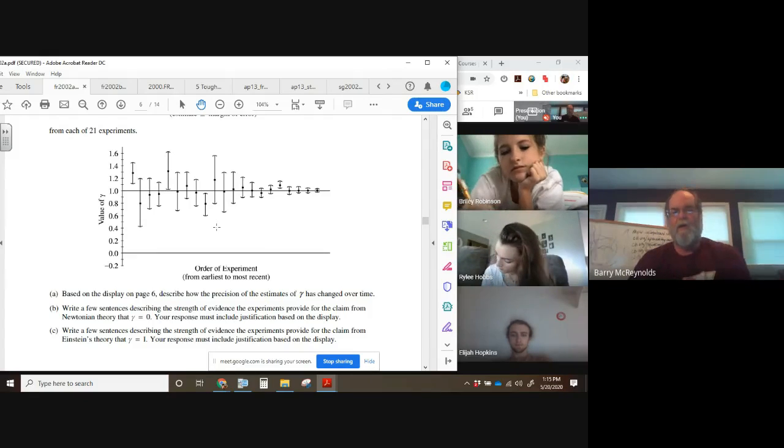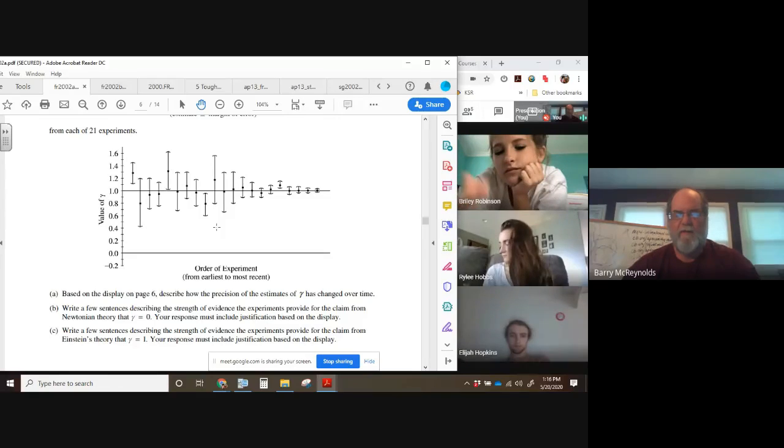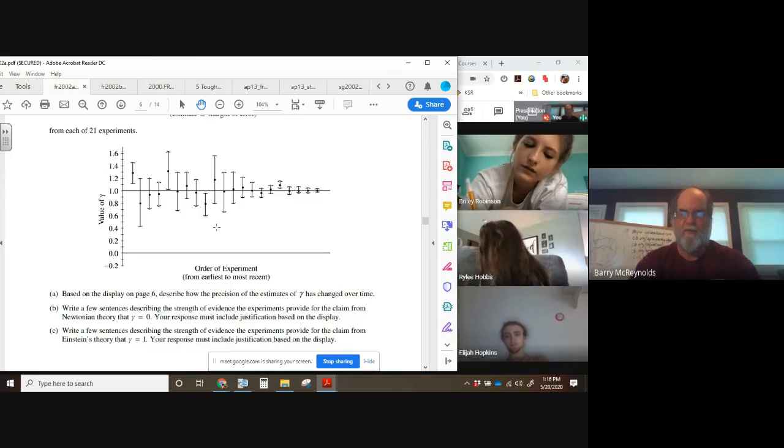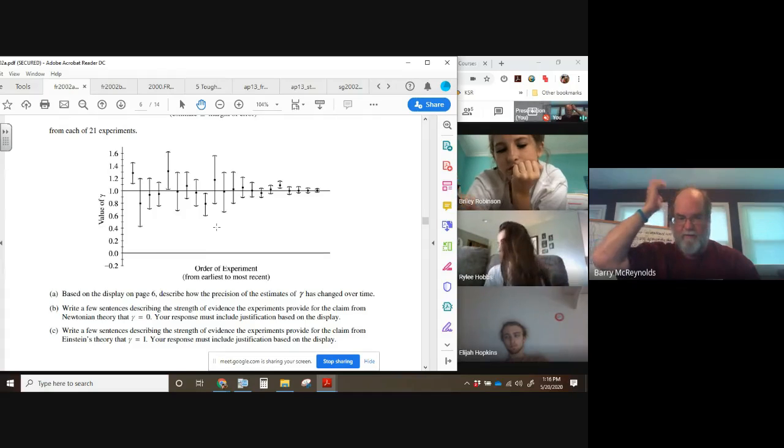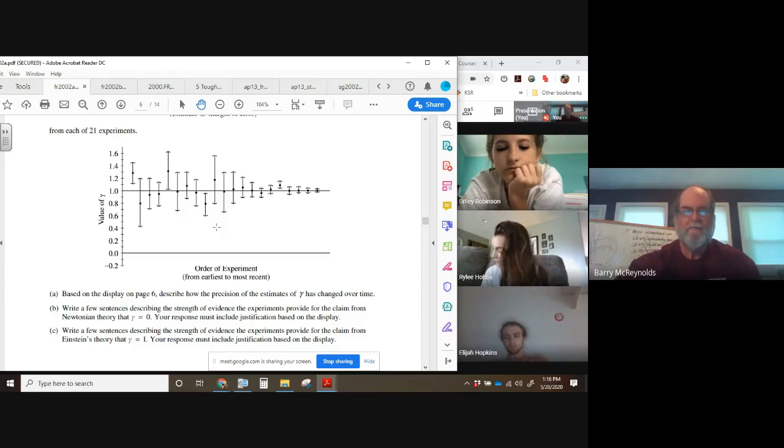And so your justification there is there are 21 experiments. None of the confidence intervals contain 0 in their range, and therefore Newton's theory or expectation that gamma equals 0 has no evidence, or no support, or no strength, or is very weak. Any of those kinds of terms would be fine.